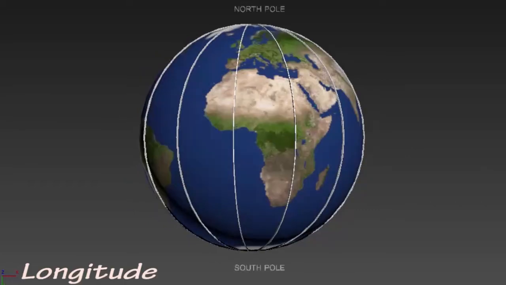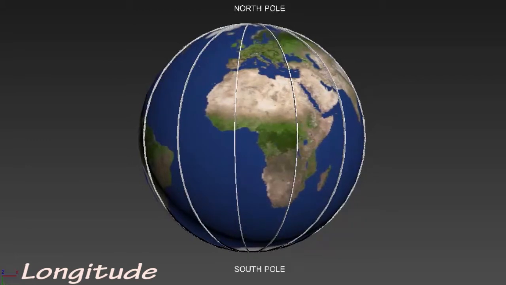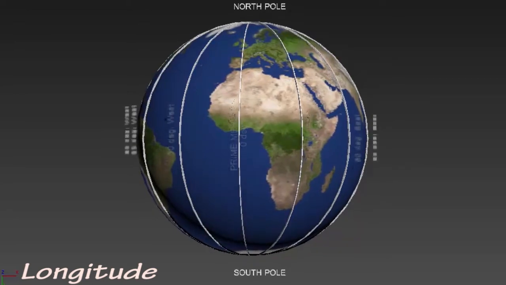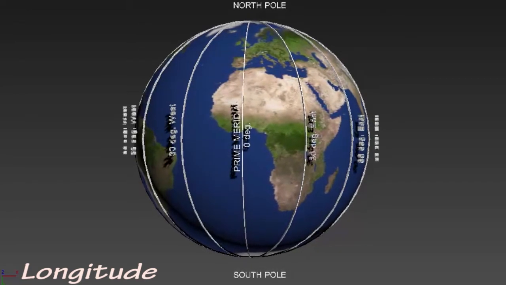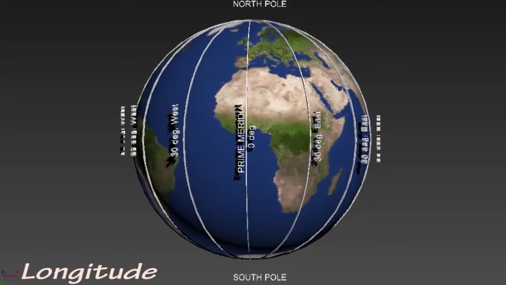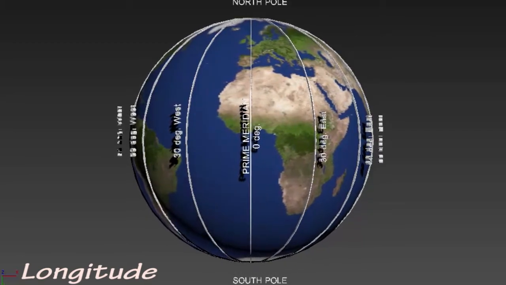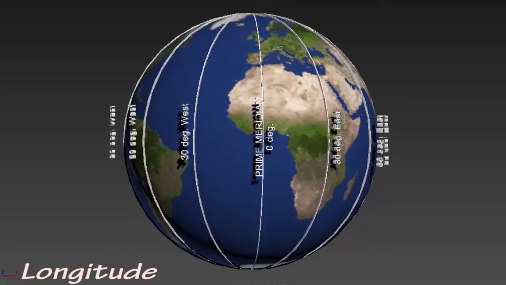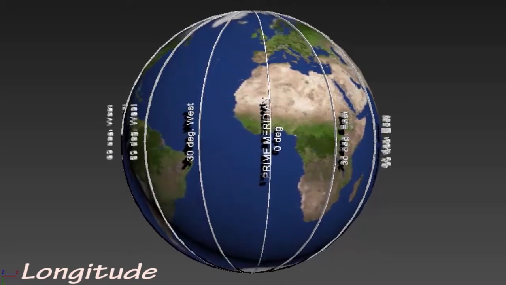Longitudes. Longitudes are imaginary lines drawn from the North Pole to the South Pole. The prime meridian is the 0 degree longitude which passes through Greenwich, England. The longitude of a place is its distance east or west from the prime meridian.